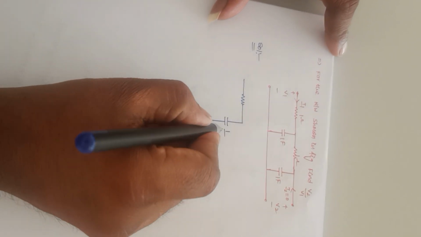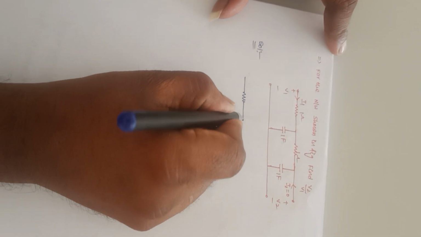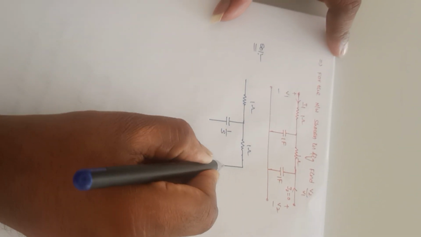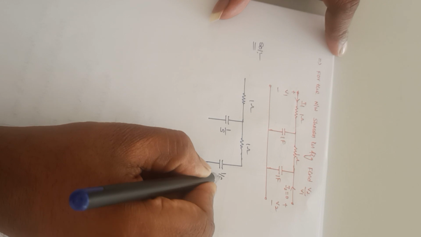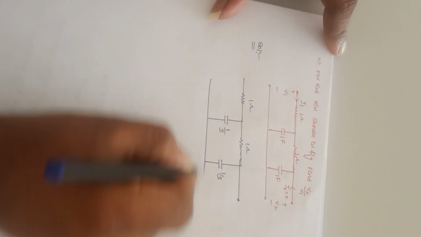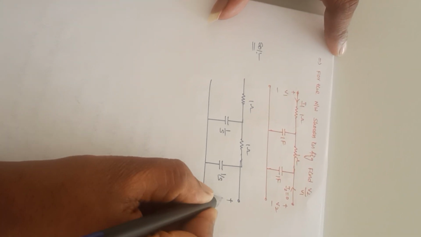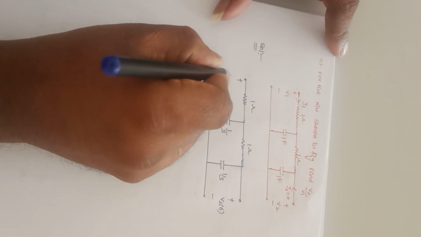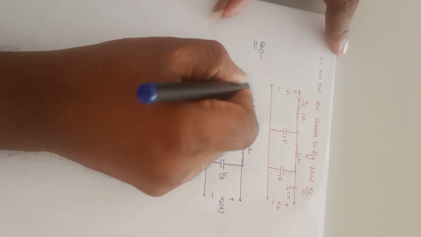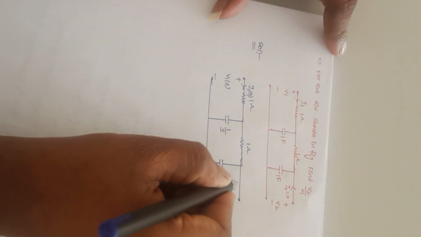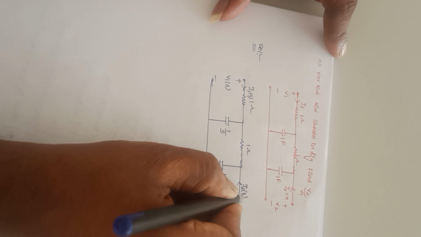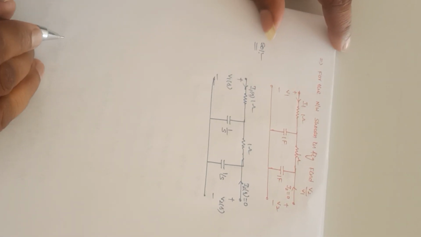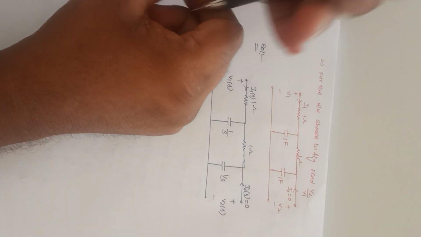CS is nothing but C value is 1 here, so 1 by S. This resistance is 1 ohm, and this is 1 by S. Plus and minus, it is V2 of S, and this is plus and minus, it is V1 of S. It is I1 of S, and this is I2 of S, which is equal to 0. We know this. Now let us proceed with the same procedure.